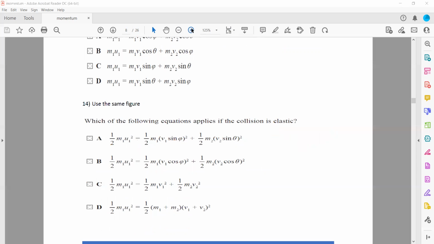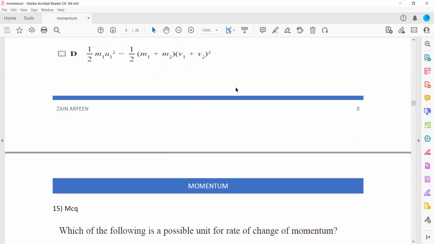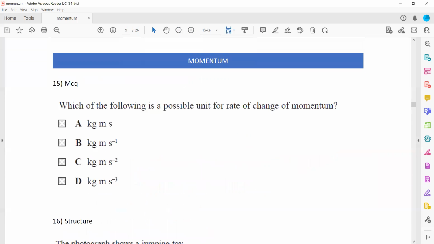So when we talk about kinetic energy, we don't have to consider the angles. In question 15, which of the following is a possible unit for rate of change in momentum?